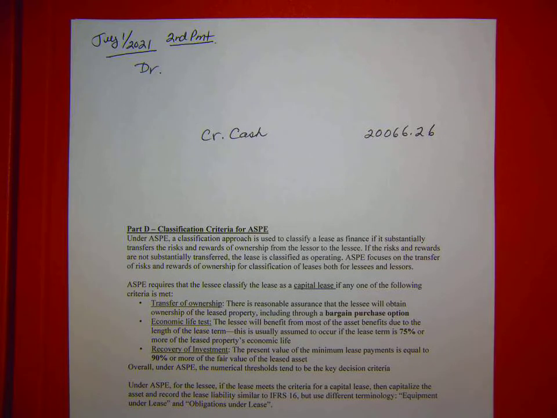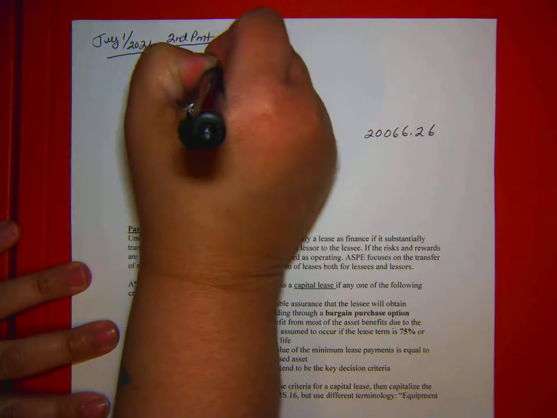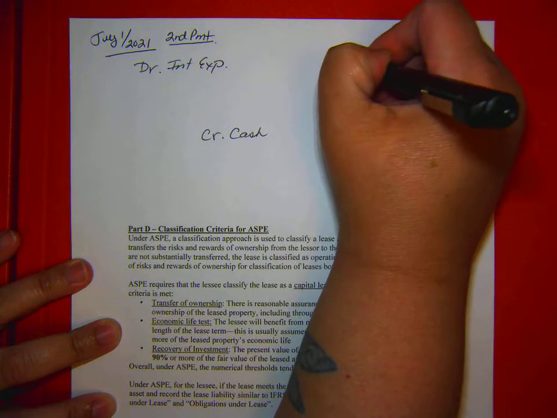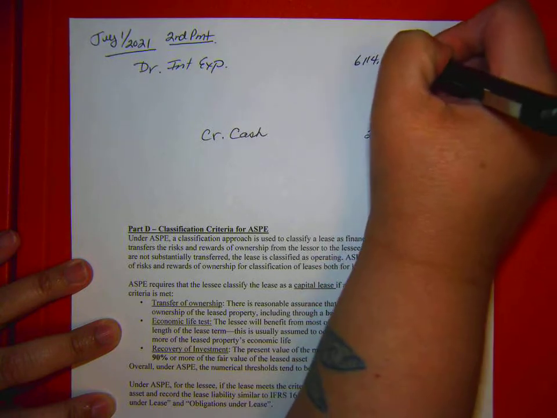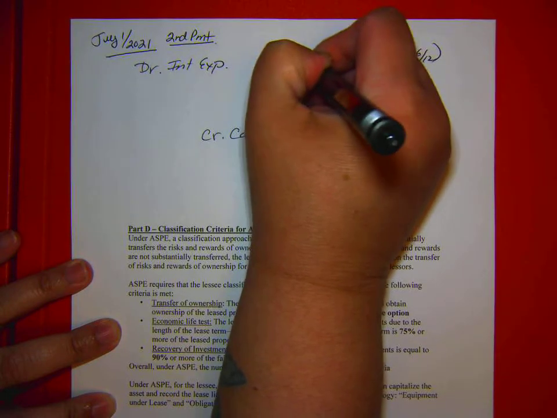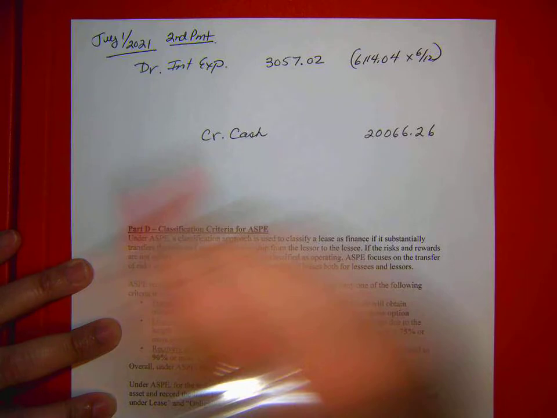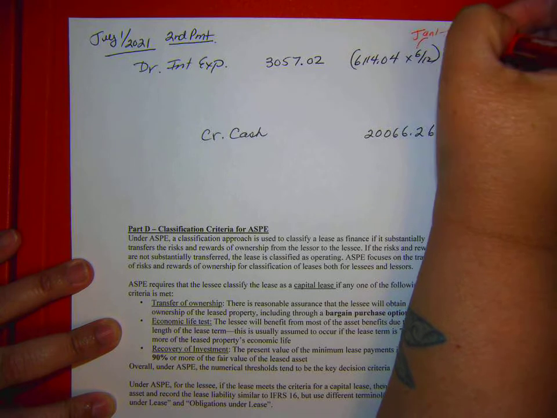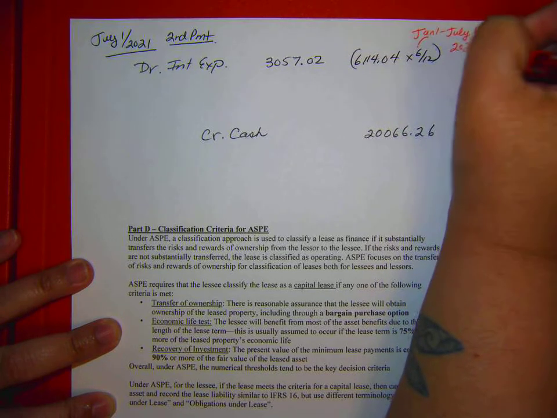But we've only recorded 6 months of interest expense. So we have to do the rest of it. So we're going to debit interest expense. And since we divided it in half, 6/12 last time, that's the same amount. So we're going to take the 6114.04 times 6/12, which is 3057.02. Just make a little note for yourself though, that this is January 1st to July 1st, 2021.